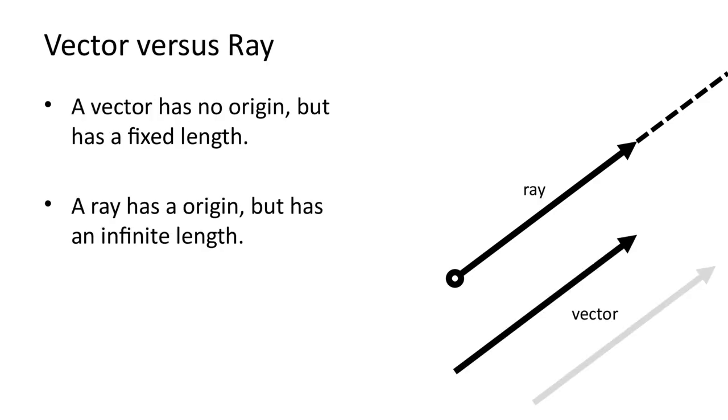You may be wondering how rays differ from vectors. A ray has an origin, so it is fixed in a specific location in space. A vector has no origin, so it can float around in space. A ray has no length, since it is infinite. A vector has a specific length.